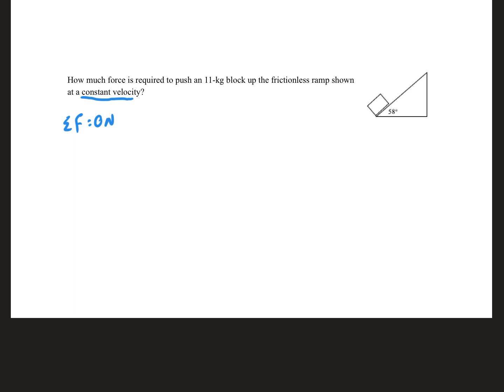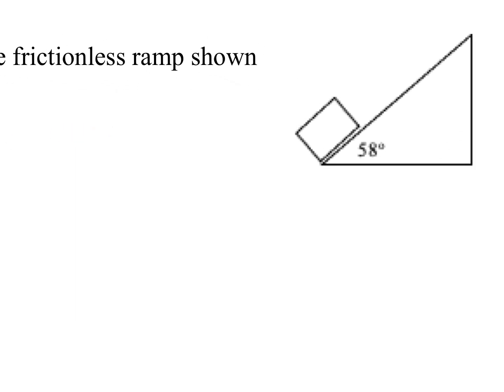And if I take a look at my free body diagram, I have my FG, it's always going to be pointing down. I have the parallel and perpendicular components of the weight. I have my normal force pointing straight up. And then I have the pushing force, I'm just going to call it F sub P, pointing up the ramp.